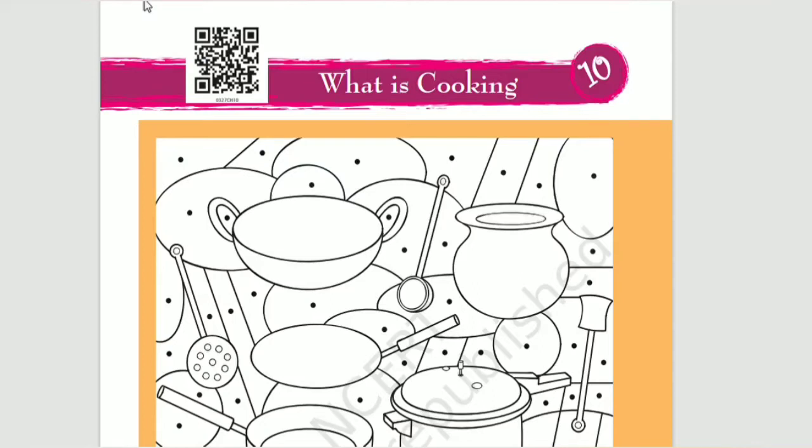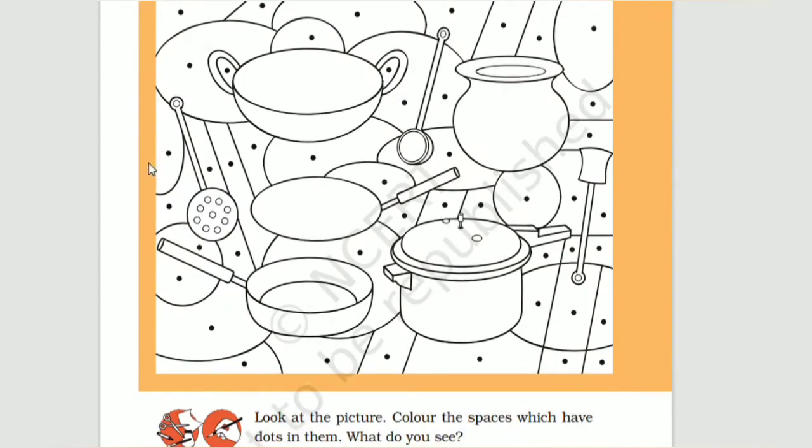Hello my dear students. Today in class we are going to study the 10th chapter. What is the 10th chapter dealing with? It is dealing with the topic of cooking. For cooking we need utensils. So many utensils we need for cooking. Some utensils are hidden here.